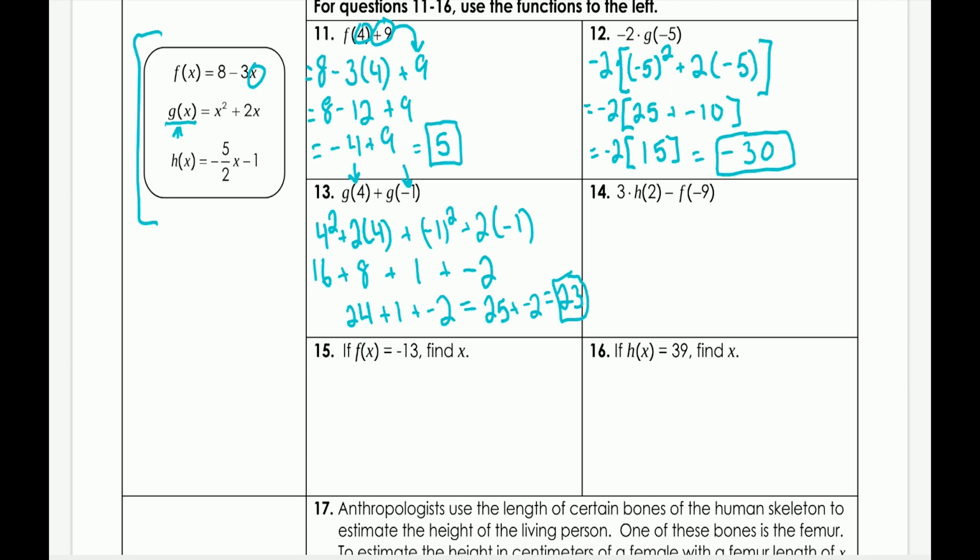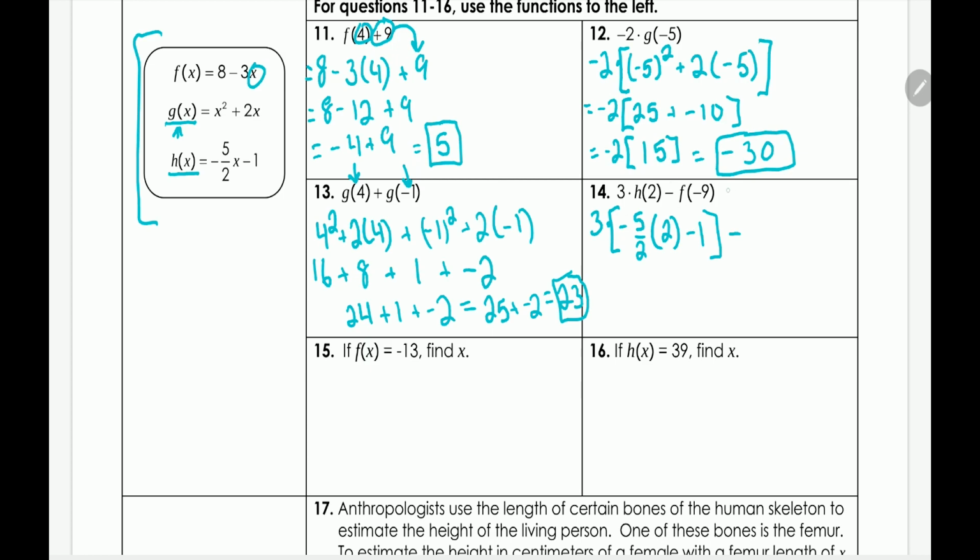And now we have 14, which is 3 times h of 2 minus f of negative 9. So we have to evaluate this. So we have 3 times h of 2, so we're using h of x. We're going to replace the x with 2. So we have 3 times, bracket, negative 5 over 2 multiplied by 2 minus 1. So this came from the function that's over to the left, and we replaced x with 2.